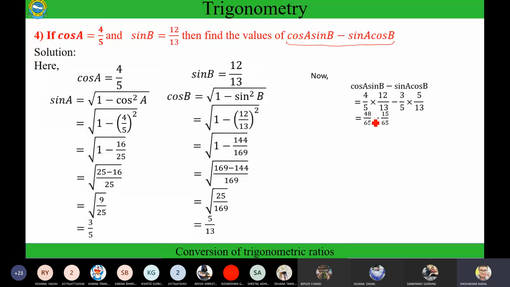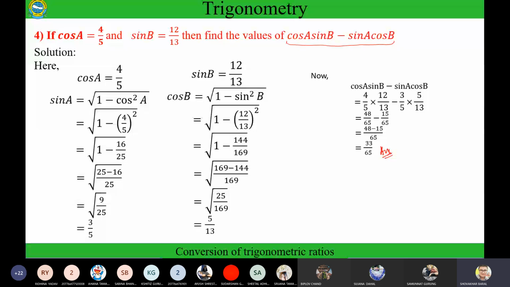If you simplify it, it will be something like this. Please do the simplification yourself. It will be 33 upon 65. Let me check it. 12 4s are 48, 3 5s are 15, 13 5s are 65. 48 minus 15, it is 8 minus 5 is 3, and 4 minus 1 is 3. So this is correct, and this is the answer.